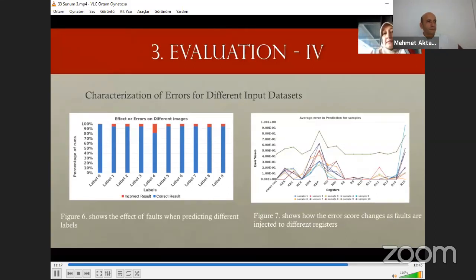And when we look at the effect of registers on different labels, again, some of the labels are more vulnerable. So the accuracy of an ANN application also depends on what the input is. And if there is a fault, some of the values will be affected more by those faults. What we can suggest here is, according to the first graph, if the output prediction is 4, because 4 is the most affected value, we may decide to re-execute that prediction, because that's the most vulnerable value.